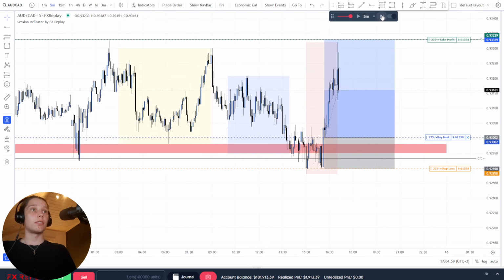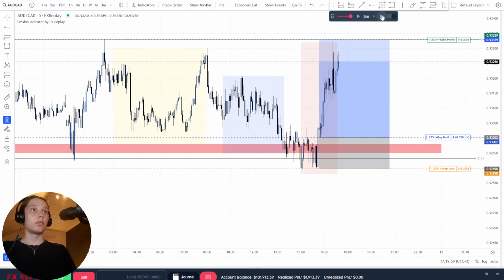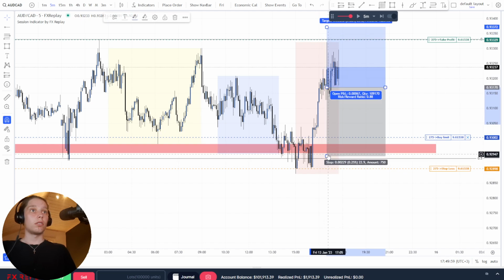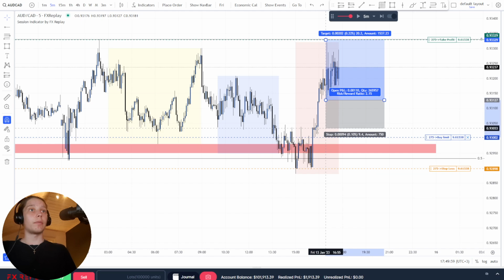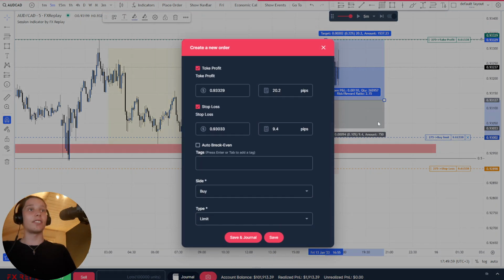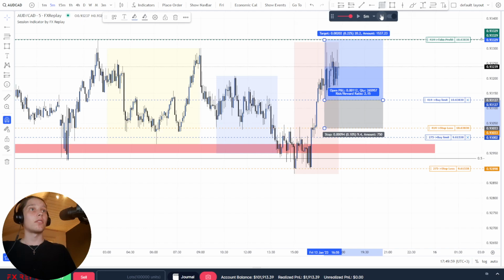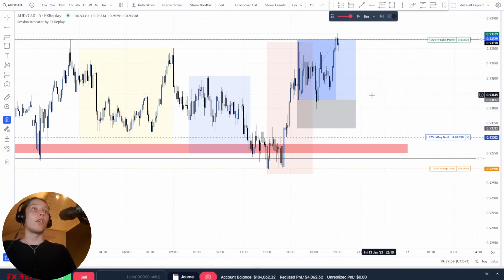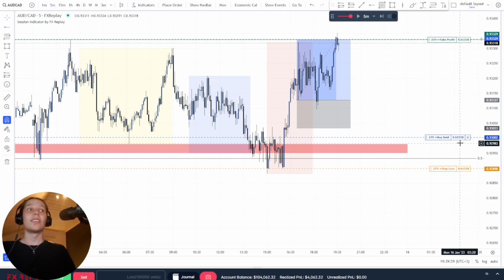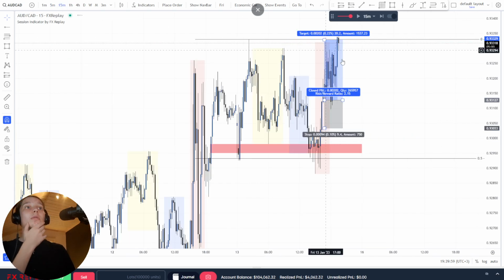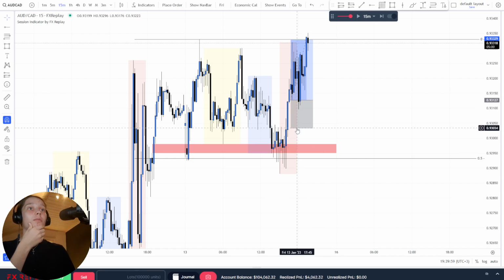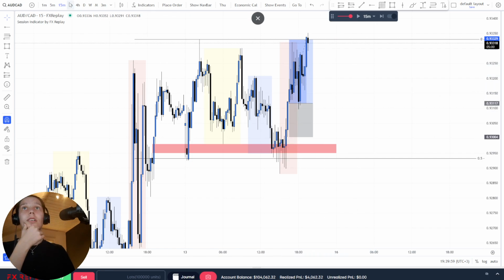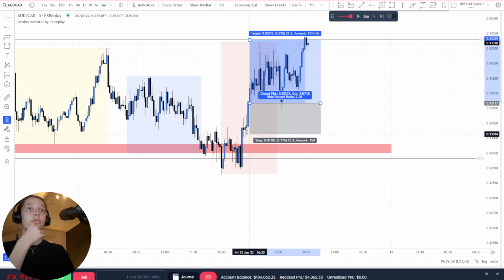Bitch ass. This is why I hate this. I'm trying to chase this entry now. Okay, we actually caught that. That was kind of cool, even though I don't know if that was a bad trade. Like the real one would have been that, and your stop just somewhere here.